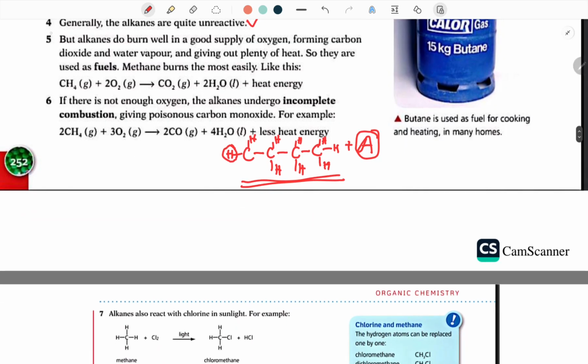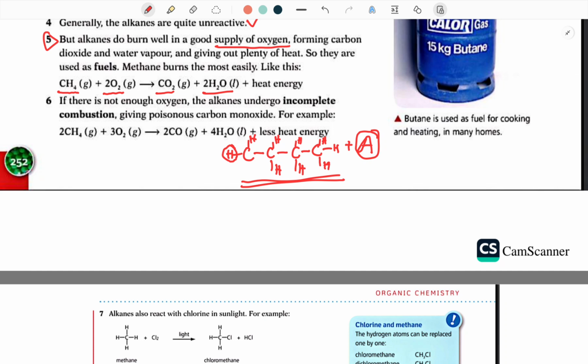Now look at this point again. Point 5, very important: the alkanes burn well in a good supply of oxygen. These are the two equations I want you to know. Put them at heart. In a good supply of oxygen, the alkanes will form carbon dioxide and water. So when you react methane with a good supply of oxygen, you produce carbon dioxide and water plus heat energy. Make sure you know this equation at heart and how to balance it, okay?